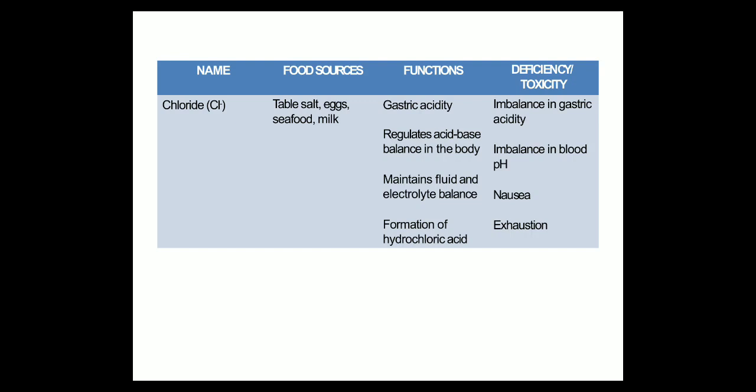Next is chloride. The food sources from which we get chloride are table salt, eggs, seafood, and milk. Let's see the functions. Useful for gastric acidity. Also regulates acid-base balance in the body. Also maintains fluid and electrolyte balance, and also useful for formation of hydrochloric acid in the body. Let's see the deficiency or toxicity. Imbalance in gastric acidity. Next, imbalance in blood pH, or there may be a variable pH, nausea and exhaustion.